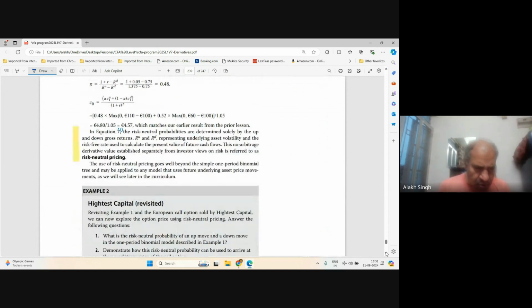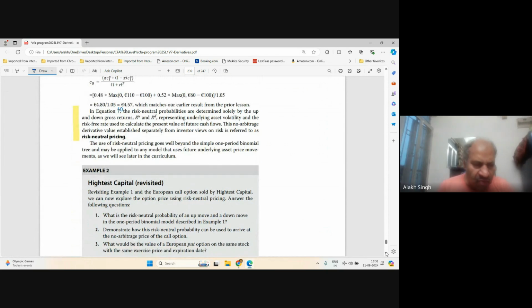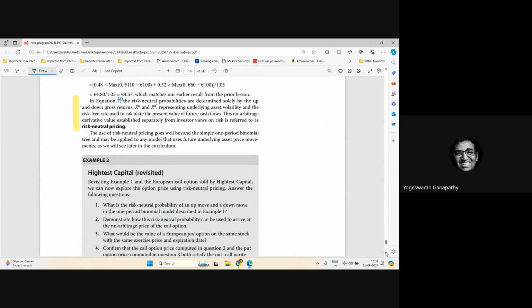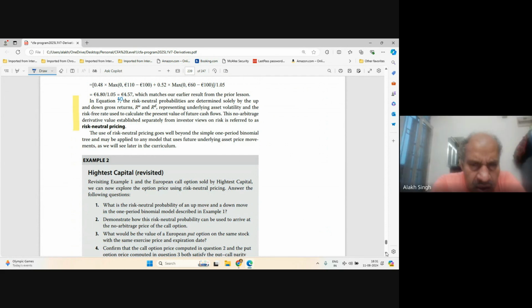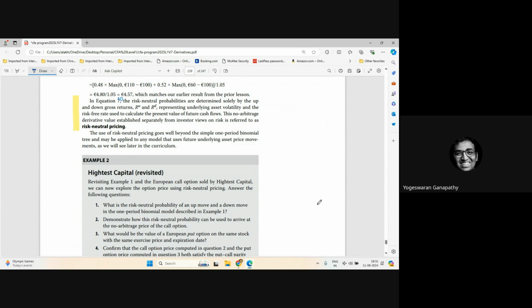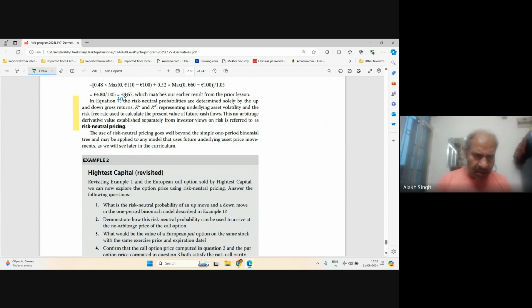So let's go and solve this question. Sir, is the answer differing or is it the same? It is the same answer, 4.57. Let's see, here is 4.57. It should be the same.